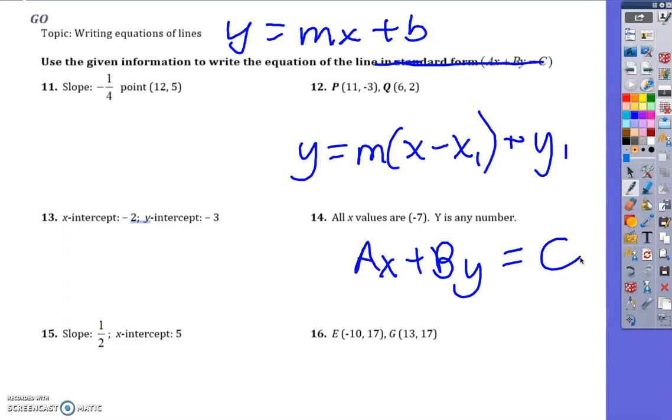I'm going to do number 14, which says all x values are -7 and y can be any number. That's that. All x is always -7, y can be anything. It's this. And that's it. So good luck with your homework, and we will talk again.